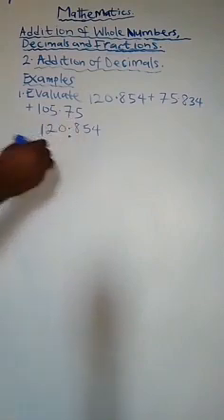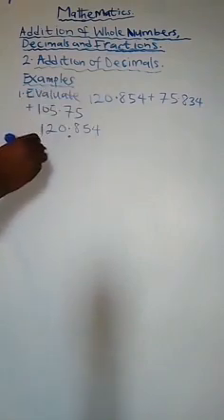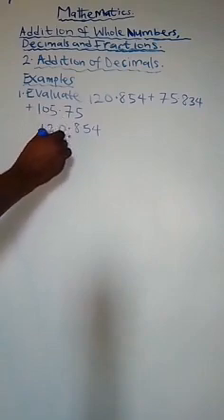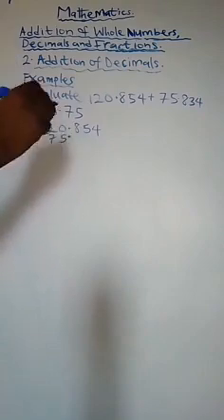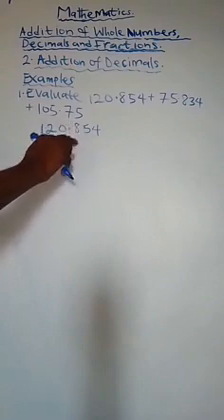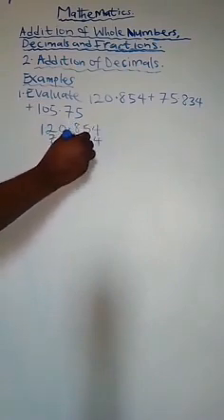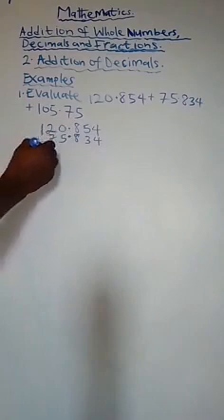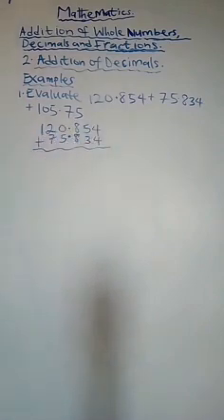Place your decimal point. Then you write the number before the decimal point the way you see it. This is 5, 7. Then you write all the numbers after the decimal point the way you see it. Start from here. Follow the rules. 4, 3, 8. This is necessary so as to avoid mistakes or errors in your calculation.